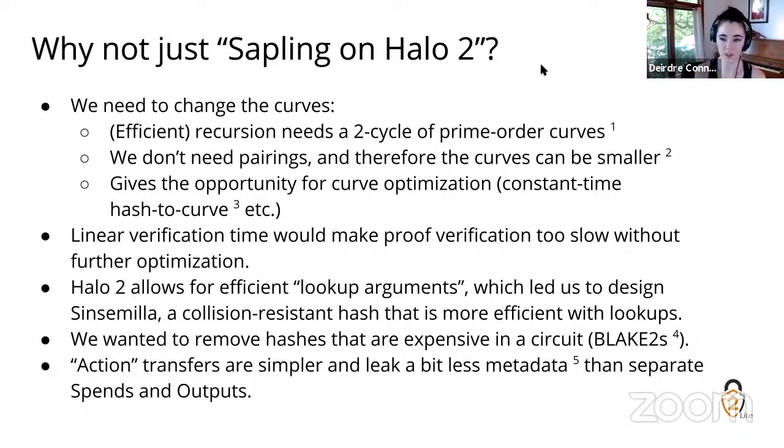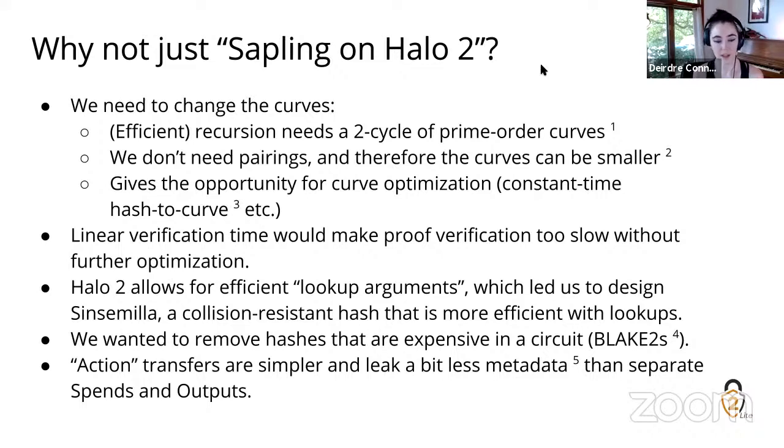Halo2 allows for efficient lookup arguments, which led to the design of the new hash called Sinsemilla. It's a collision-resistant hash that is more efficient with those lookups. Sinsemilla is very similar in spirit to the Pedersen hashes that are used in Sapling. It uses group elements inside it, so some of these Pasta curves, to construct that, but it's much more efficient when you're using it inside the circuit. And then we wanted to remove hashes that are expensive in a circuit, such as Blake2s. So we had to change those as well.